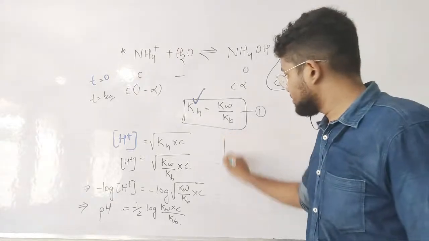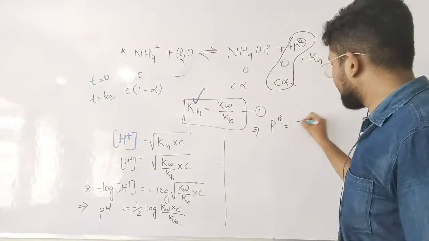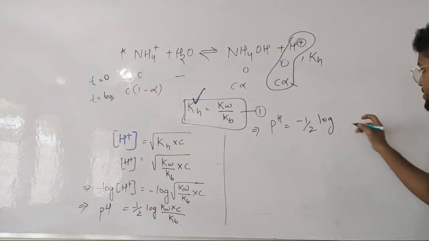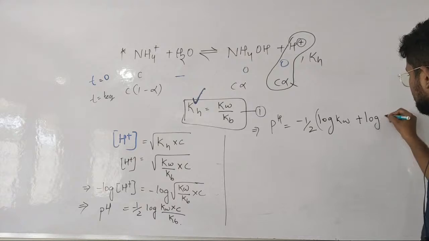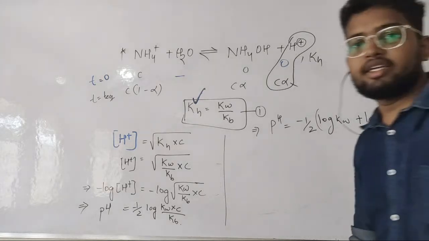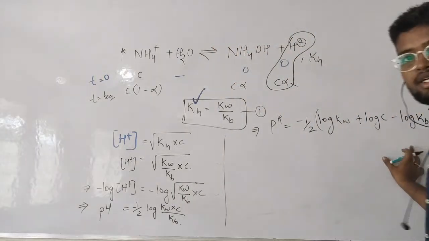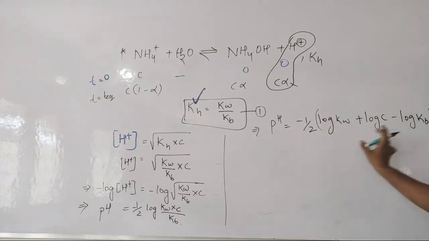Let's do it here only. So we got pH is equal to minus half into log Kw in the denominator, so it will be Kw plus log C. And what is in the denominator? It will be minus Log Kb. Log A by B is log A minus log B, right? So we will get this much. pH will be minus half into log Kw plus log C minus log Kb.